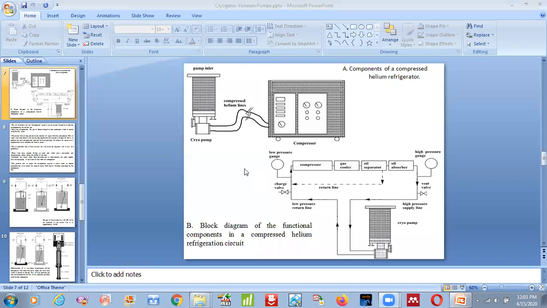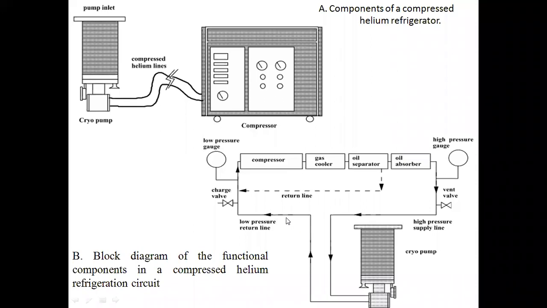Basically, the cryopump has the effect of expanding the helium gases, and these gases are sent to the compressor. The gas cooler is then used to reduce the temperature further, which was raised in the compressor. Then it is sent to the oil separator, which not only removes the oil content but also the moisture and any dust or other particles entrapped in the gases. If there is any non-removable content, it is sent back to the flow lines. If it is clear, it goes to the oil absorber and then comes back to the high pressure supply lines. This is the functional components of the compressed helium refrigeration circuit.